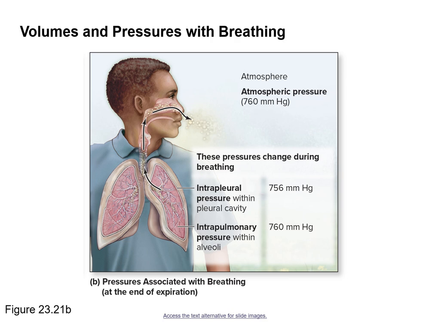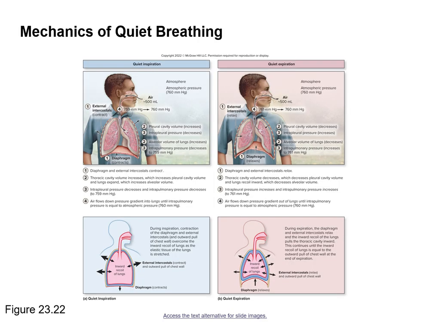So when it is time for us to begin the process of ventilation, we want to breathe in, we want to breathe out, we want to inhale, we want to exhale, we're going to change these pressures, right? On the left here, you see quiet inspiration. So we're bringing air in. We have 760, and think about what muscle is going to contract. Our diaphragm is going to contract.